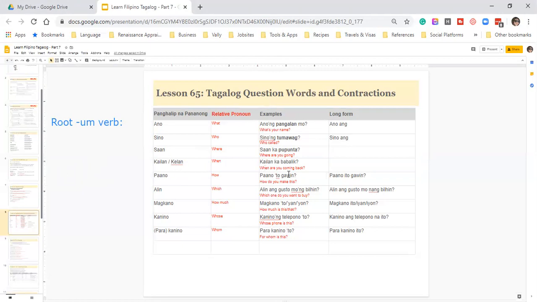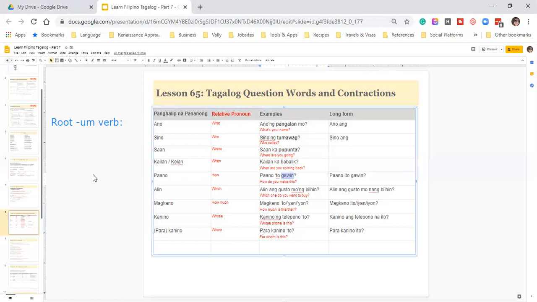So this is, if you notice, there's in, right? Because this is actually, again, paano to gawin? What kind of verb is this? This is a benefactor focus verb, okay? Paano ito gawin? How do you know that this is benefactor? Because we are using ito. Ito is an ang case.